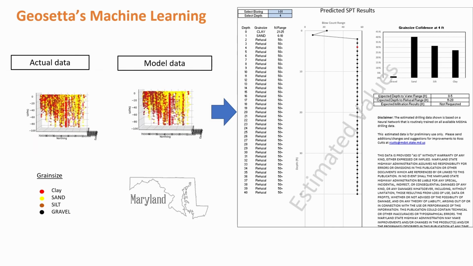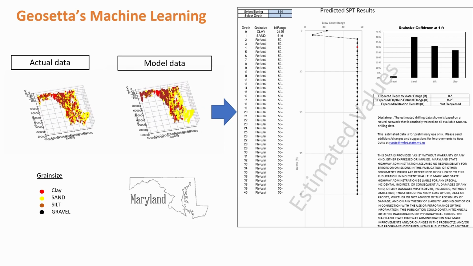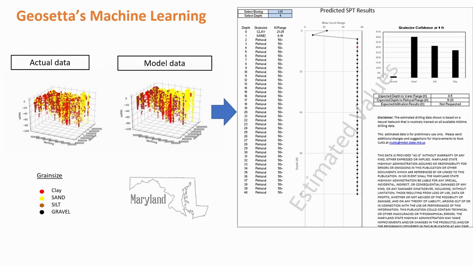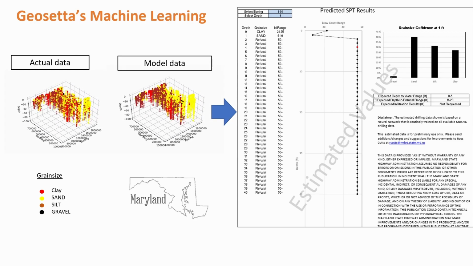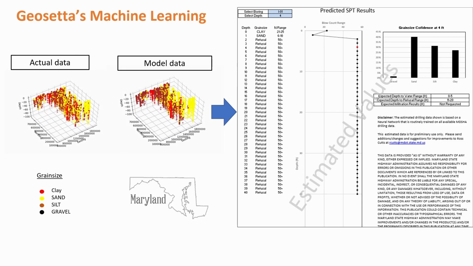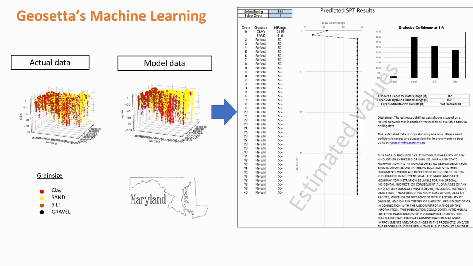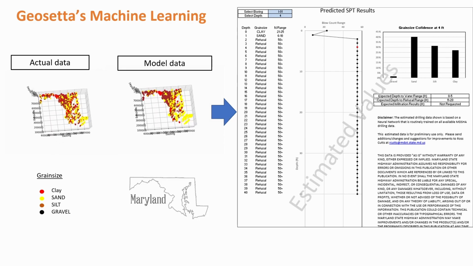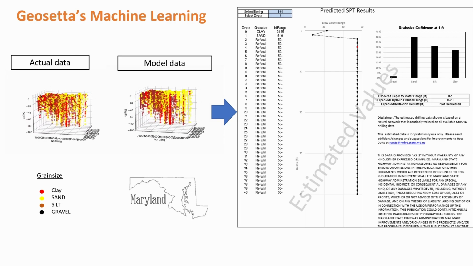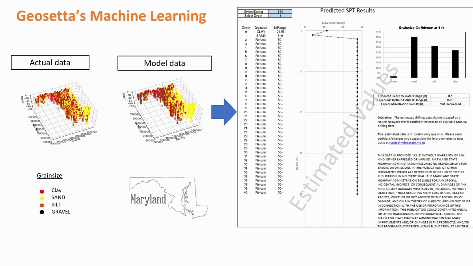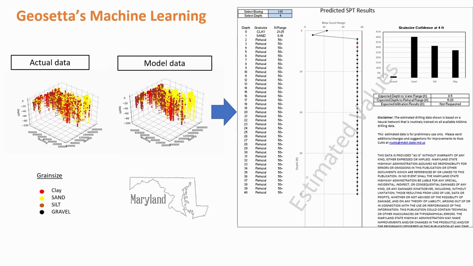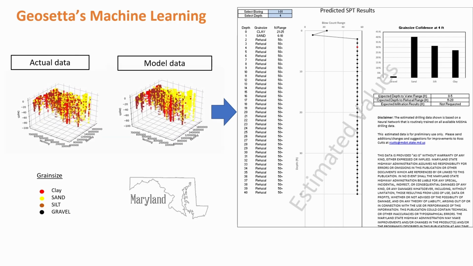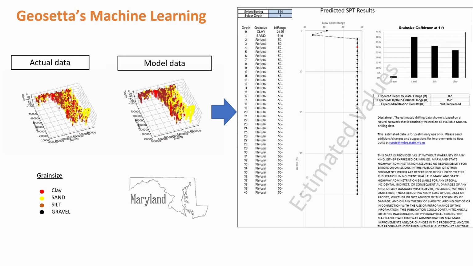These 3D graphs show the actual versus predicted grain size distribution of a particular soil profile. Here the clay is represented in red, sand in yellow, silt in brown, and gravel in black. As you can see from the distribution of the soil types between the actual data and the model prediction, we can see a pretty good match between the two.